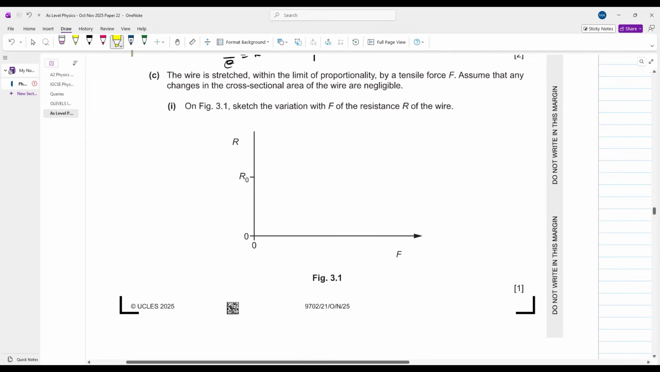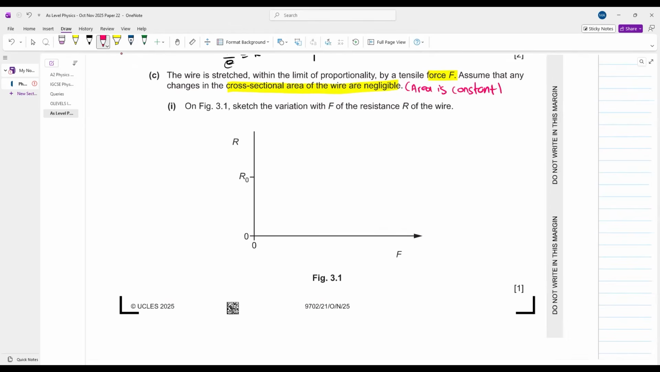Okay, so let's read this question. The wire is stretched within the limit of proportionality by a tensile force F. Assume that any changes in the cross sectional area of the wire are negligible. Sir, what does this mean? We didn't understand this statement. Beta, it means that your area is remaining constant.